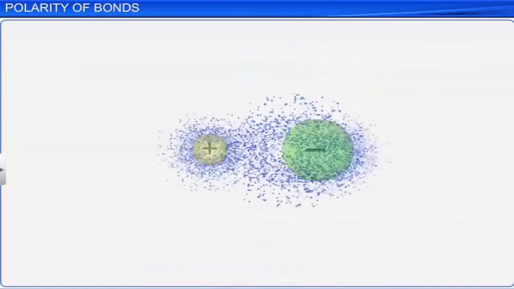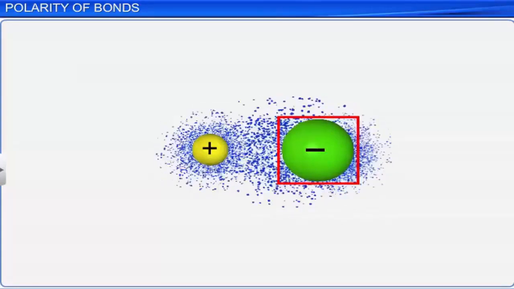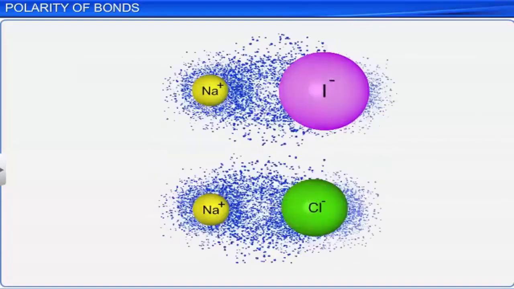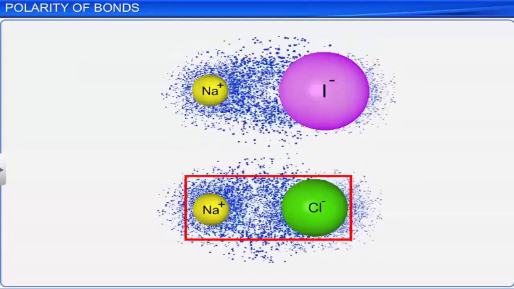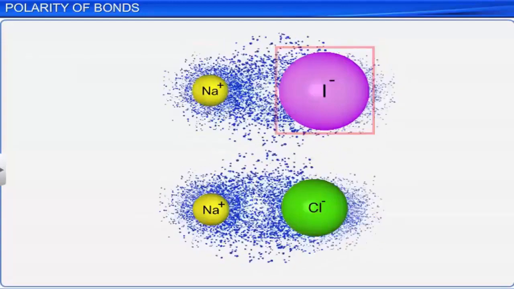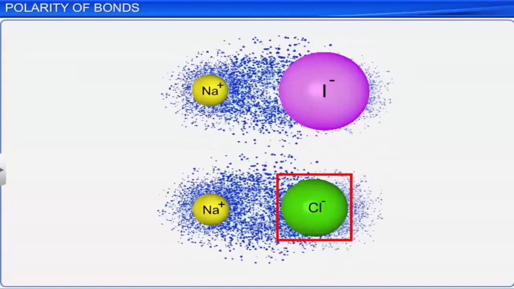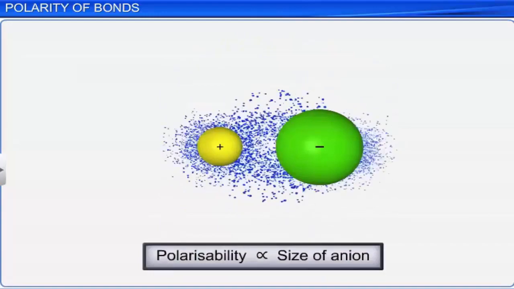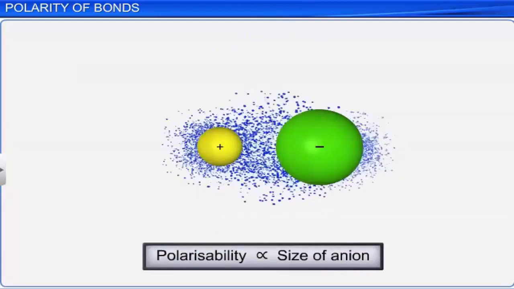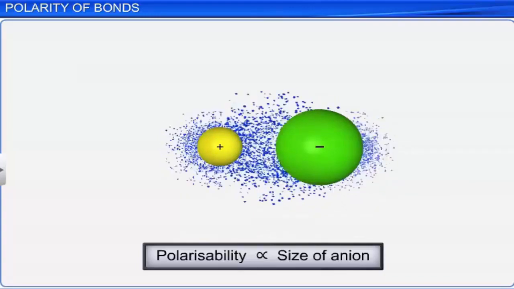The larger the size of anion, the greater is the covalent character of the ionic bond. For example, sodium iodide is more covalent than sodium chloride because the iodide ion is larger than the chloride ion. For an anion of large size, the electron cloud on it is loosely bound to it, and hence can be easily distorted by the cation.